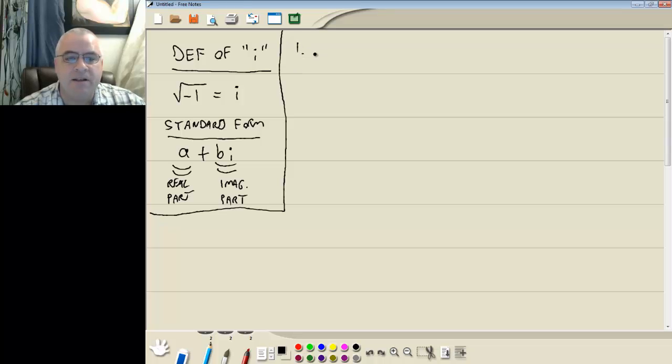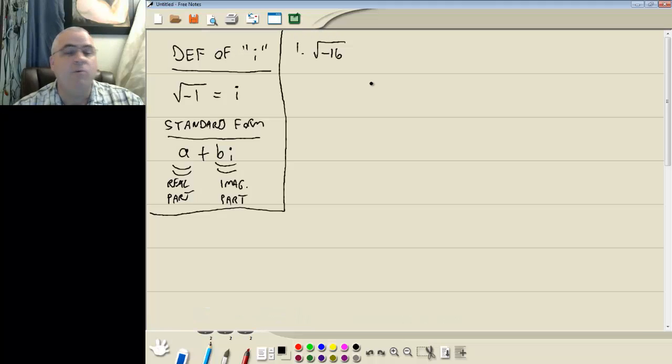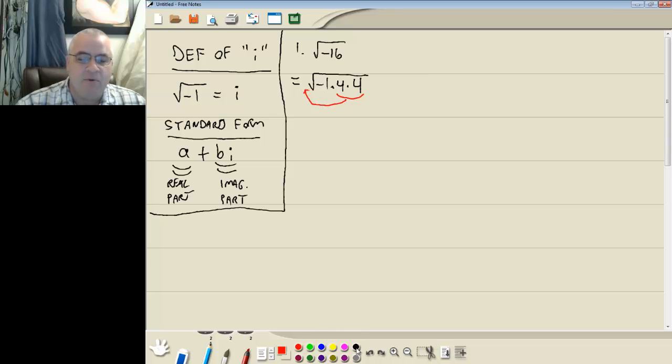So our first one here, we've got the square root of -16. And the instructions say write each expression as a pure imaginary number, but even if it didn't say anything, you should always simplify a radical when you run across it, a square root or whatever it is. So for this one, I can rewrite this as -1 times 4 times 4. Now remember, with square roots we're looking for pairs of something. Here's a pair of 4s, so this pair of 4s is going to come out in front as a single 4. So that gives us 4 square root of -1.